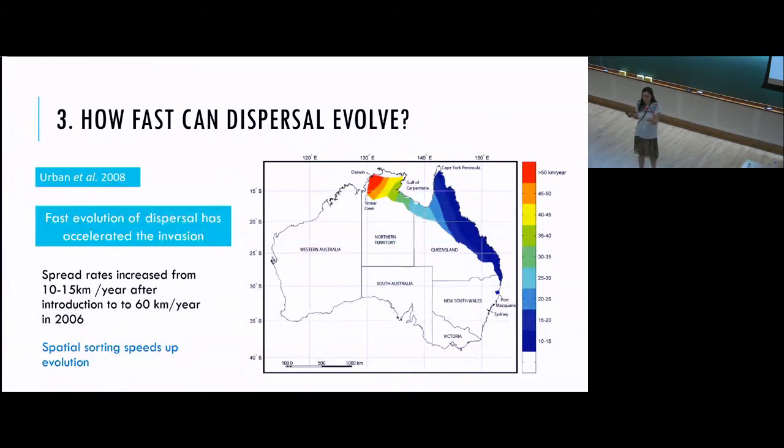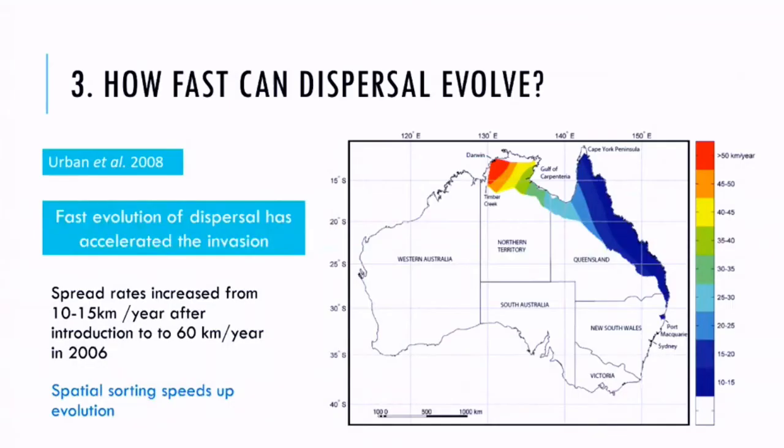It's the genotypes that disperse further that you will find further at the edge. Because of this spatial segregation, those moving faster are at the location that determines the expansion of the population, because the speed of expansion depends on the speed of movement at the edge. Okay?